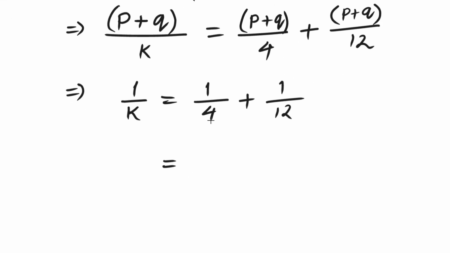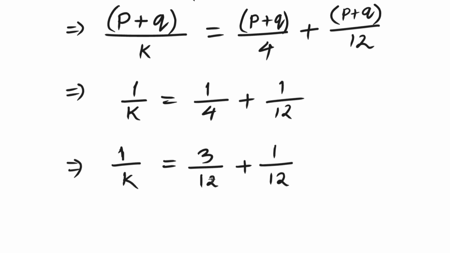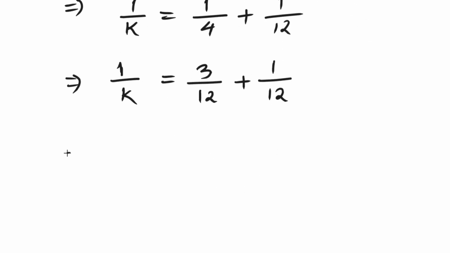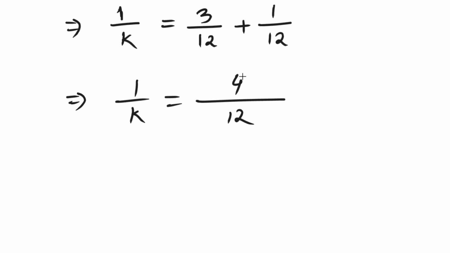To do that, we need a common denominator. The least common denominator of 4 and 12 is 12. So 1 divided by 4 becomes 3 divided by 12. And 1 divided by 12 stays 1 divided by 12. Therefore, 1 divided by K equals 3 divided by 12, plus 1 divided by 12. Adding the numerators gives us 4 divided by 12. Then we simplify 4 divided by 12 by dividing the numerator and denominator by 4, giving 1 divided by 3.